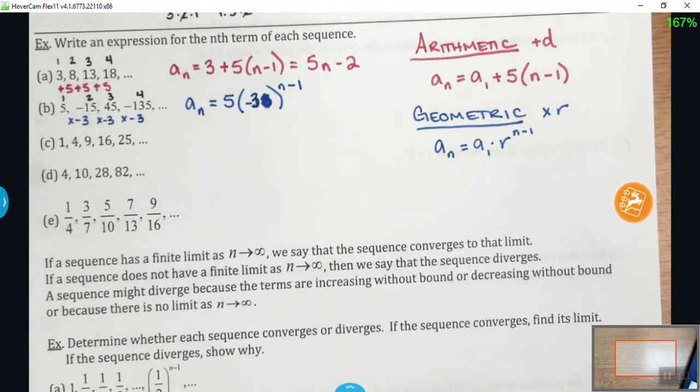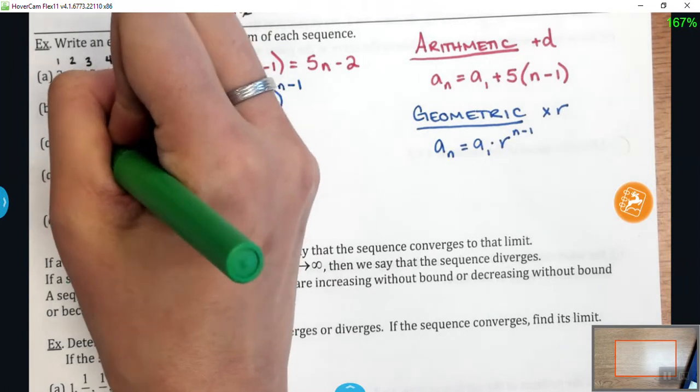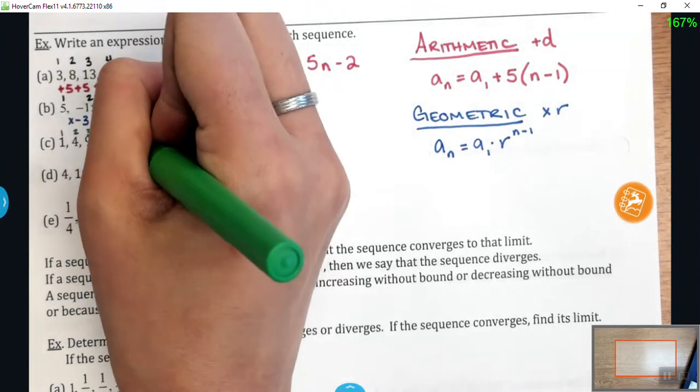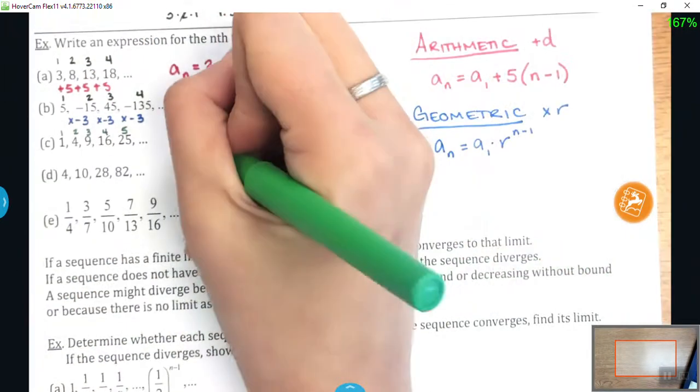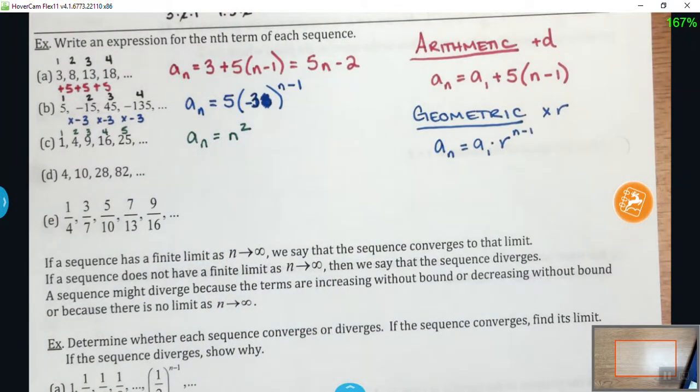Next one. I need to get 1 to 1, 2 to 4, 3 to 9, 4 to 16, 5 to 25. So just n squared. That one's not arithmetic or geometric. How do you call it? It's just a sequence.